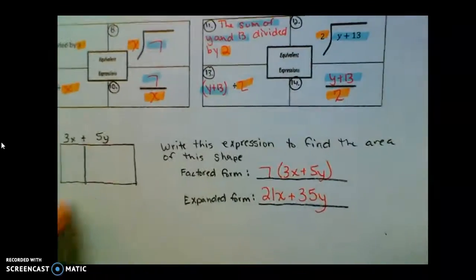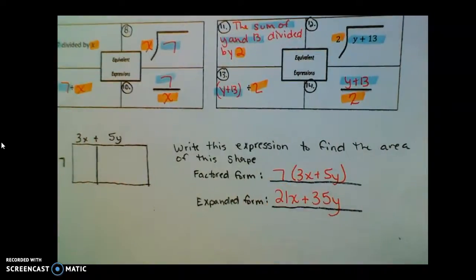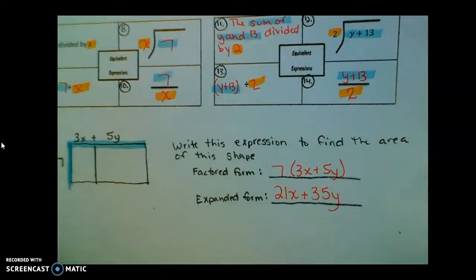For number 15, we are using the area of this shape. So the factored form would have just been the big rectangle. So this area times this width, 7 times 3x plus 5y.